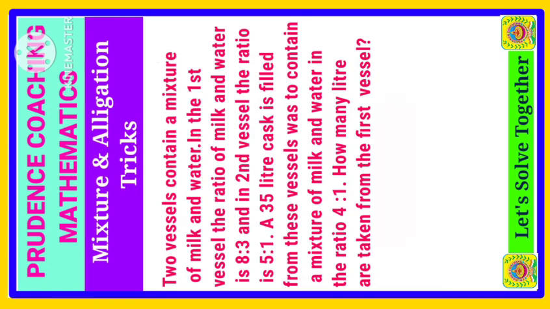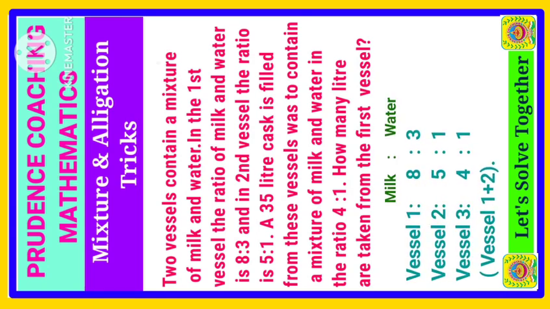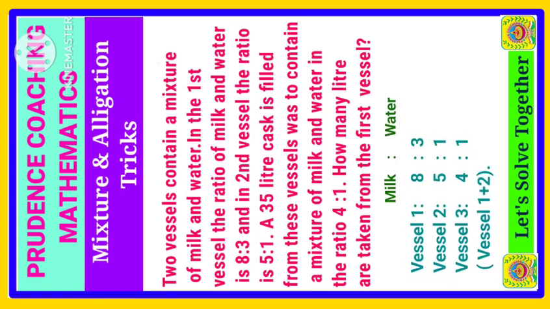Now it is said a 35-liter cask is filled from these vessels. So from these two vessels, one cask of 35 liters is filled so as to contain the mixture of milk and water in the ratio 4:1. Where the mixture from these two vessels is collected and kept, the ratio of milk and water is 4:1. You are asked how many liters are taken from the first vessel.